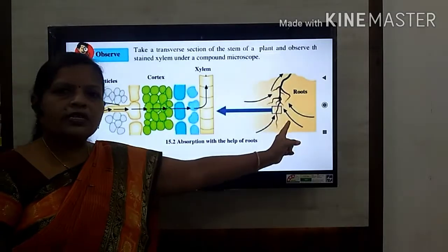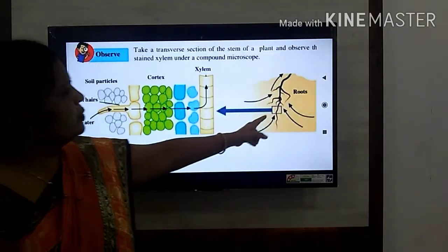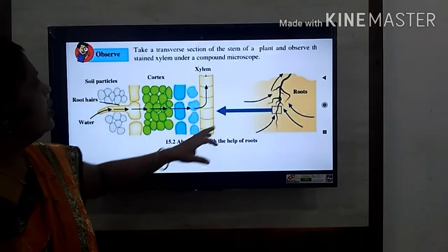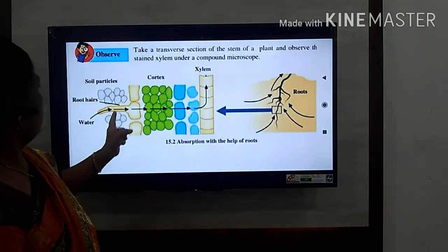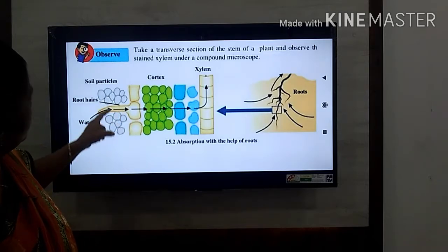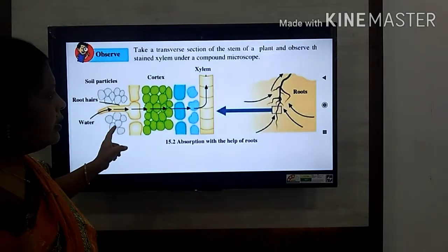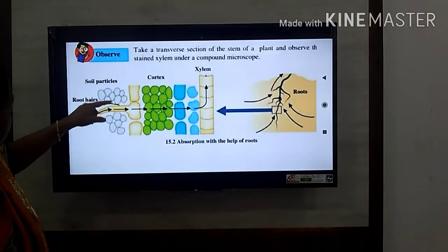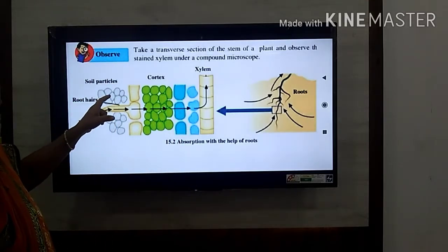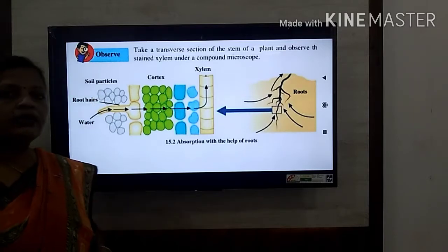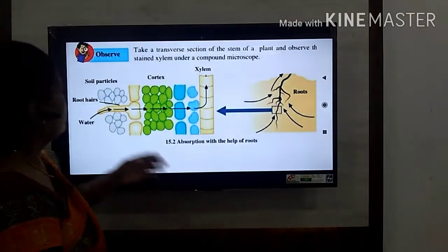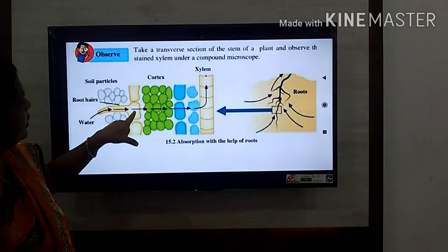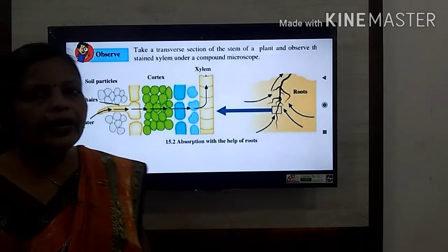Here is the root system of the plant, and these roots are in direct contact with the surrounding soil solution. As the concentration of water is more in the surrounding soil solution, here is the anatomical section of the root that we have taken. Here is the surrounding soil solution, which has a higher concentration of water molecules, so more and more water from the surrounding soil solution will enter the cells of this root hair zone.